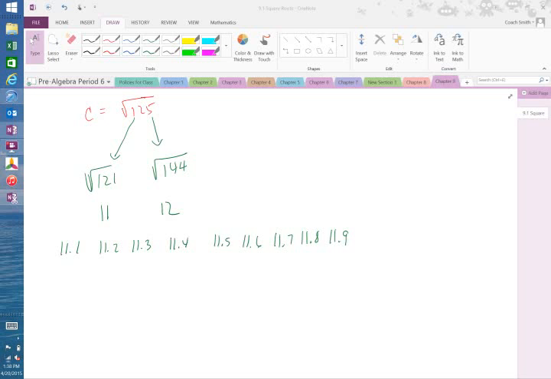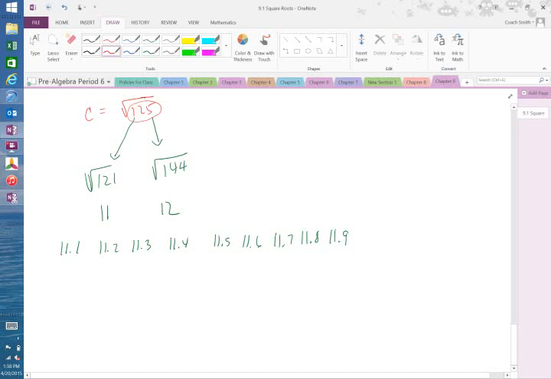Basically, I took 11.1 to 11.9. So I wrote out 11.1, 11.2, 11.3, 11.4. There it is. Okay. So it has to be one of those numbers. Okay? How we're going to decide which one it is.